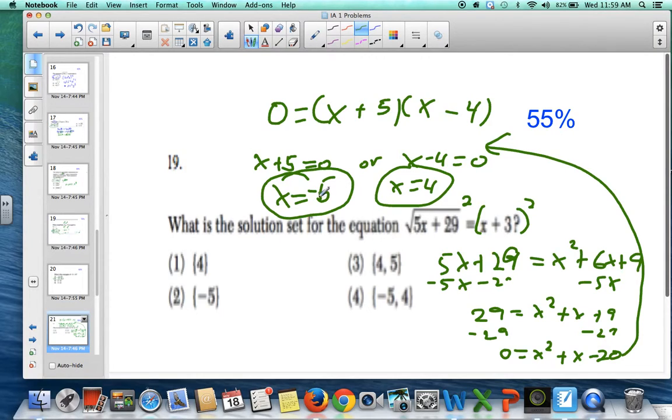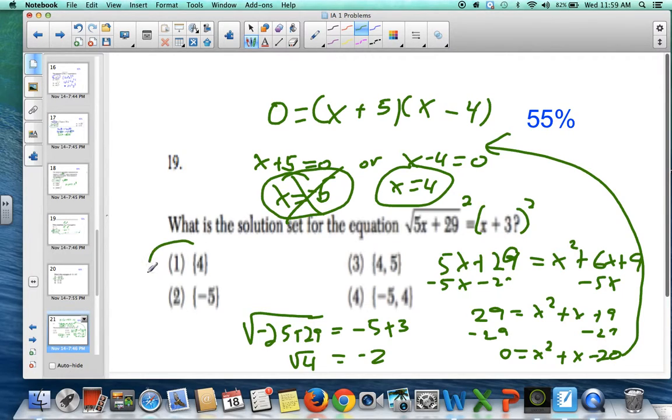When I plug in negative 5, it doesn't work, because 5 times negative 5 is negative 25. So the square root of negative 25 plus 29 equals negative 5 plus 3, and that's not true. We got the square root of 4 equals negative 2. It does not, so negative 5 is not a solution. Now when I try 4, 5 times 4 is 20. 20 plus 29 is 49. The square root of 49 is 7, and 4 plus 3 is 7. So 4 is the only solution to that problem.